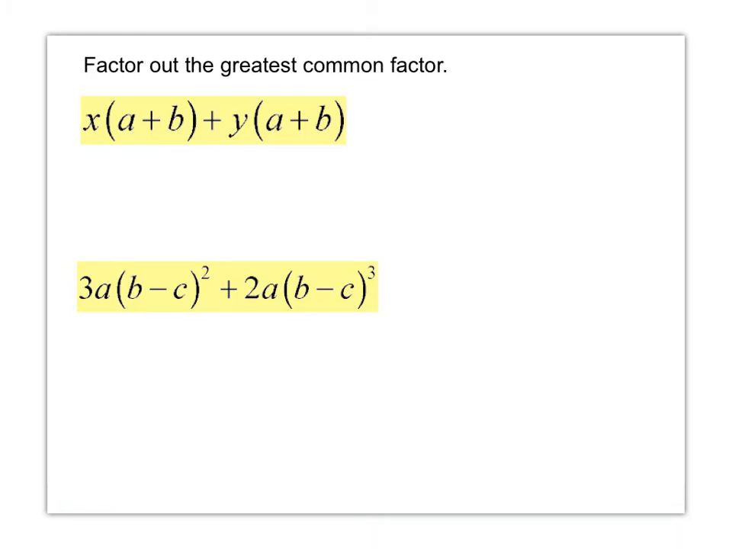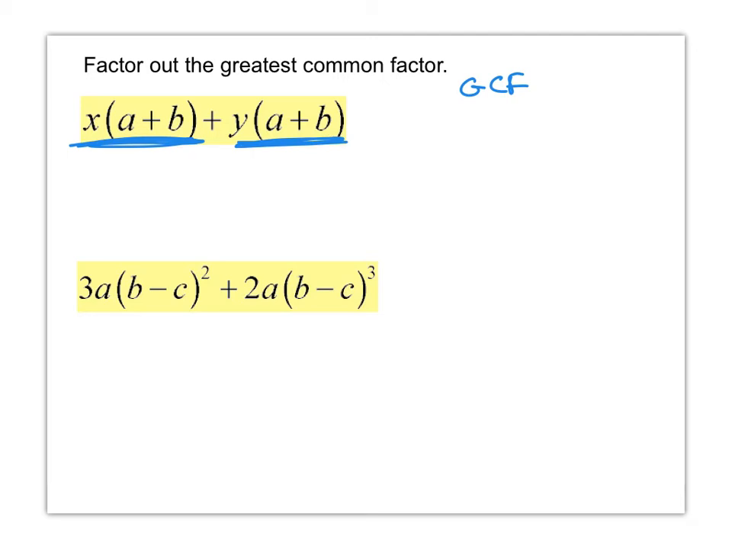Now in this example, the first one, x times the quantity a plus b plus y times the quantity a plus b, also has a greatest common factor. However, if we look at this, we've got a very large first term here. Think of this entire expression, x times the quantity a plus b, as the first term, and y times the quantity a plus b as the second term. So the greatest common factor is what they both have in common.